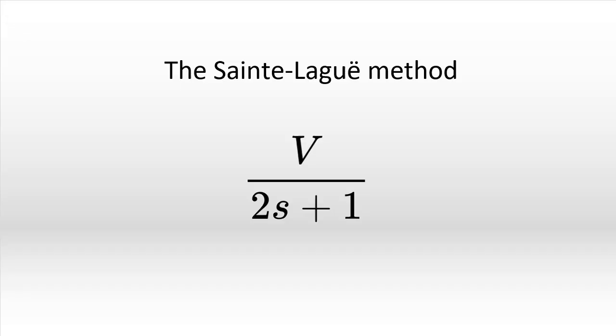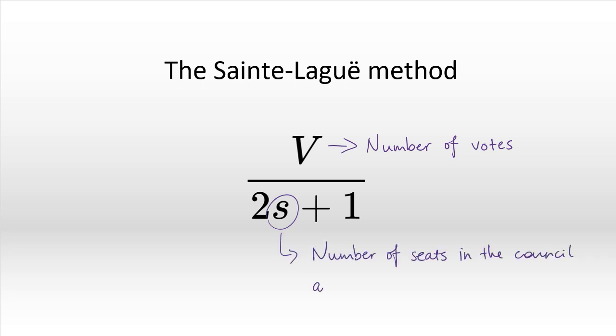The Sainte-Laguë method is based on this very simple formula that we are going to use for each party in each round. And in each single round, only one of the 51 seats in the municipal council is distributed to one of the parties. And the V here stands for the number of votes, whilst the S stands for the number of the seats that has been distributed to the party.